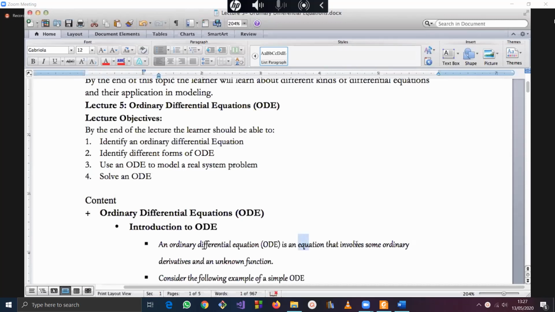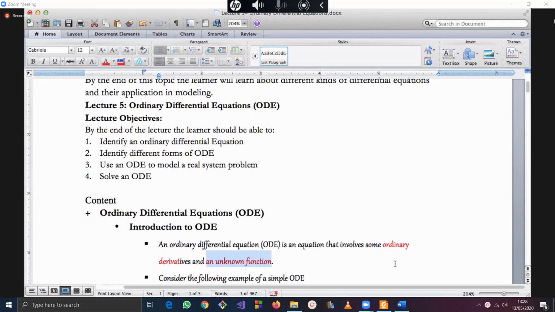It has an ordinary derivative. Sorry, it has an ordinary derivative, and then it has an unknown function. Okay, so an ordinary derivative and an unknown function. Now, when we talk about an ordinary derivative, it means it has the differential parts.